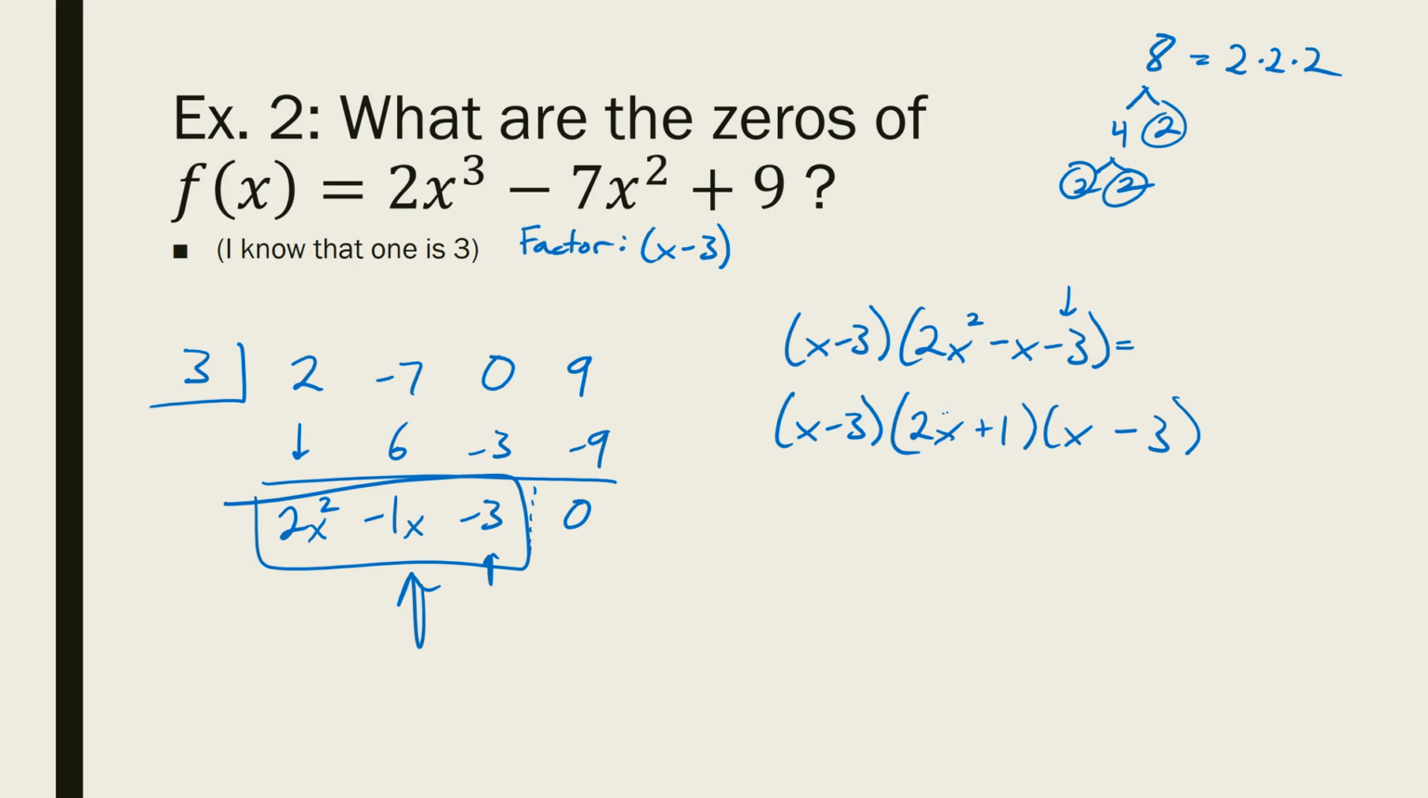So check this out. If I FOIL, yes, 2x squared. Yes, minus 3. But do the middle terms check out? Here, I have negative 6x. Here, I have 1x. Do 1x and negative 6x combine to negative x?